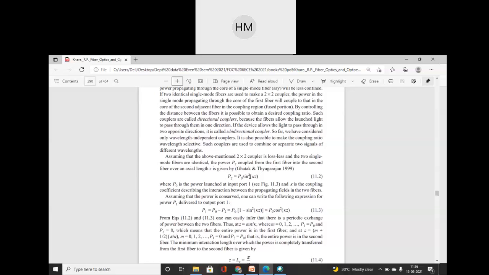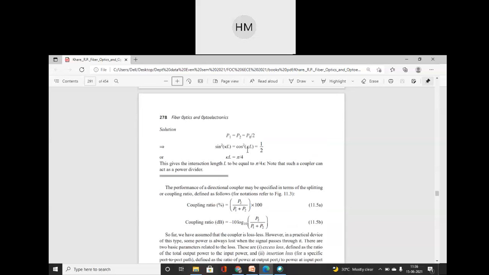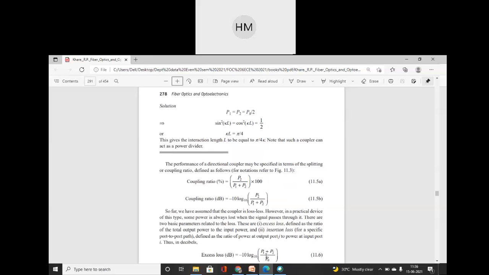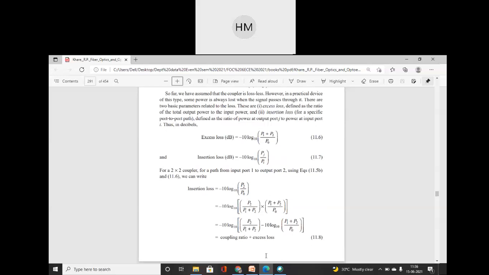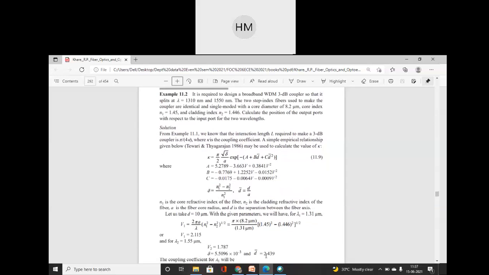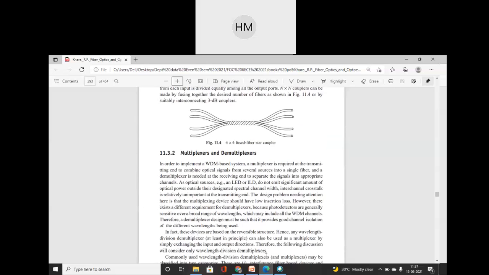This is my power equation, sin square. What is my P0? Half. So I'm using this equation 11.2 and I can find out the KL. This gives the interaction length L to be equal to pi by 4 times K. Pi by 4K. Note that such a coupler can act as a power divider. Power divider is one of the applications. Coupling ratio we saw, okay. Excess loss, insertion loss. We have seen all these parameters. Again, a numerical is there on this basis.